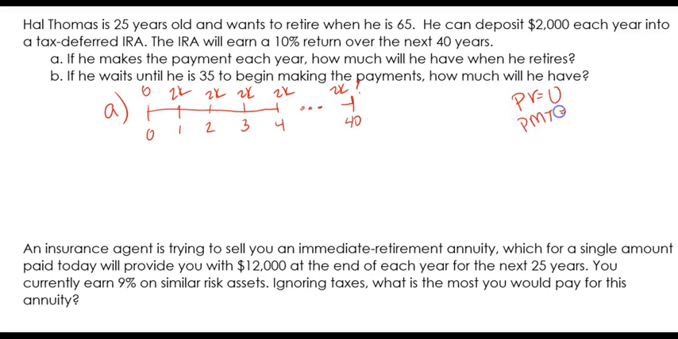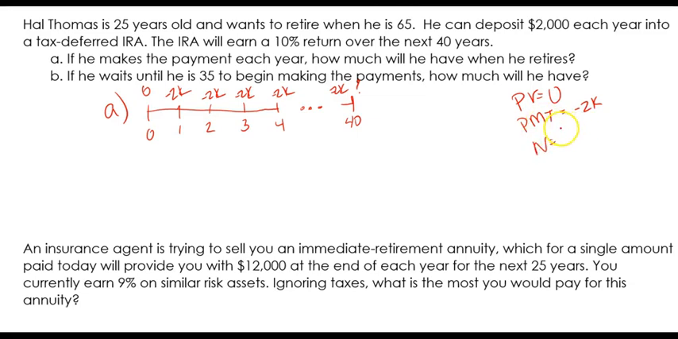So the payment is $2,000. Now, if he's depositing that $2,000, I would put that in as a negative because he's not touching it. He's setting it up as something that he will leave alone until retirement. So he's putting that into his account. It's coming out of his pocket. So it's a negative $2,000.